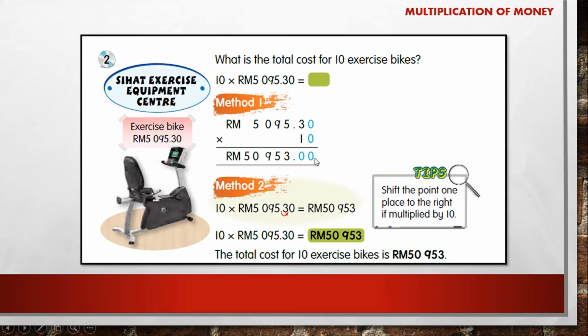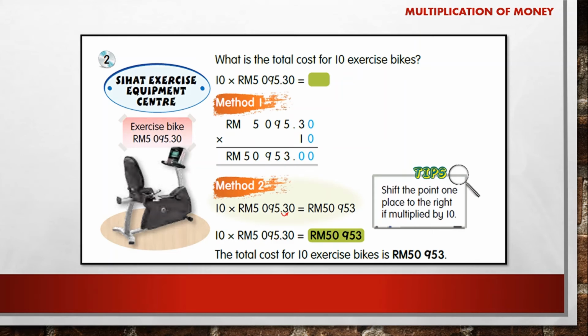0, 0. So you got 2 zeros here. 3 multiplied by 1, you got 3. Why? Because of the 2 decimal places. So look at the tips: shift the point 1 place to the right if multiplied by 10. So we got 0, 0, and then we put the decimal point, and then we multiply as usual. So we got the answer here, Ringgit Malaysia 50,953.